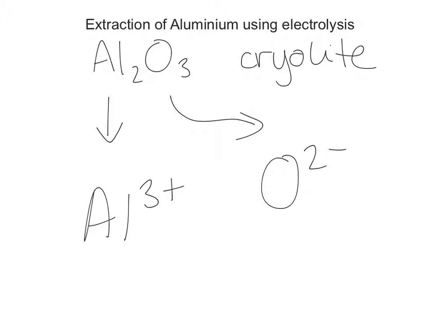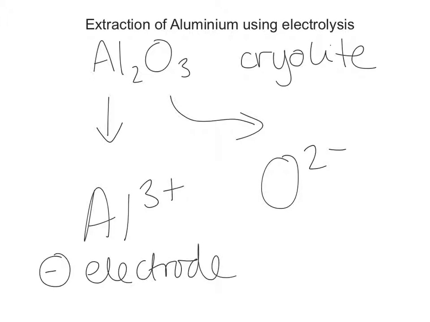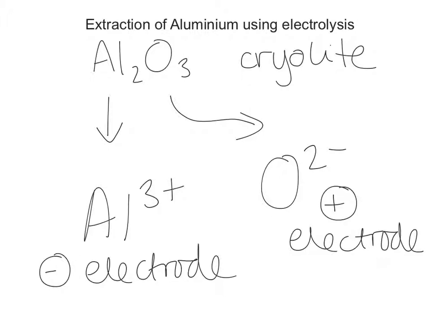These are the only ones that you need to be concerned with. Aluminium is going to go to the negative electrode and the oxide ions are going to go to the positive electrode. Notice that non-metal ions have a different name to their element, so oxygen produces oxide ions.